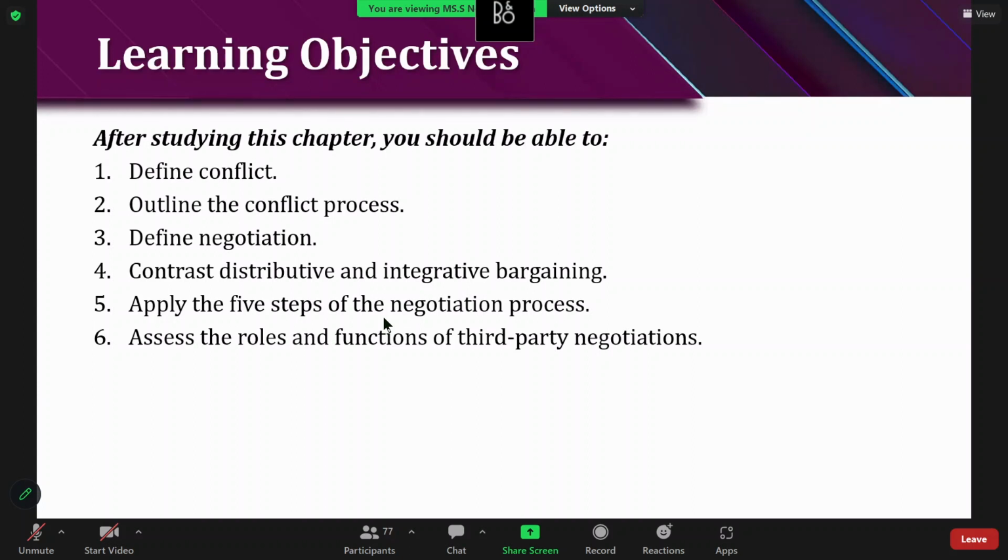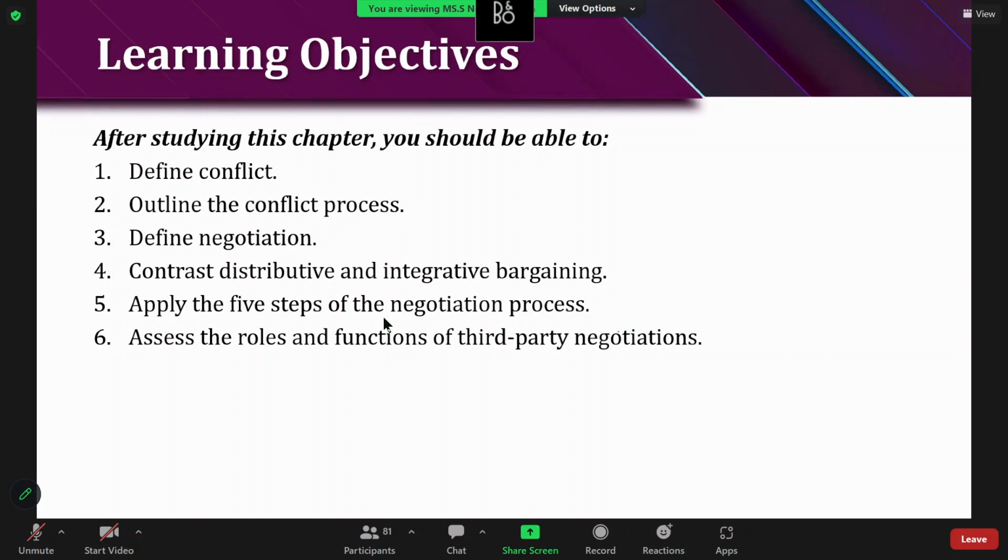And then we will move to negotiation, which is defining negotiation. We will try to give a definition for negotiation. And there are two kinds of negotiation, or we can say bargaining as well. So we will try to contrast and compare two different bargaining strategies: distributive bargaining and integrative bargaining. And as with conflict, the negotiation, or the bargaining, also has its own process, which consists of 5 different steps. So we will try to learn about those steps in the negotiation process.